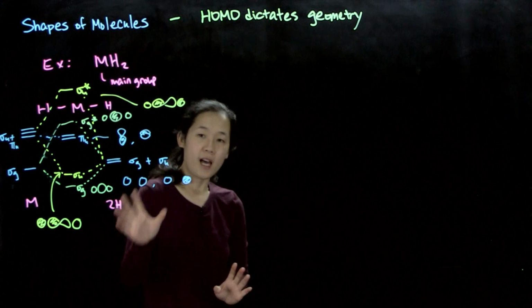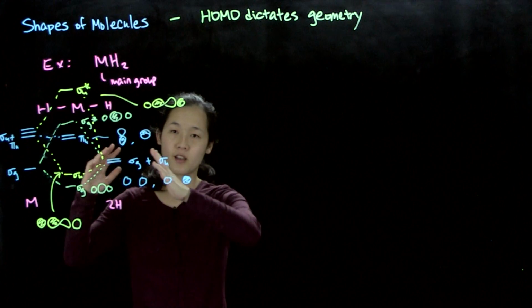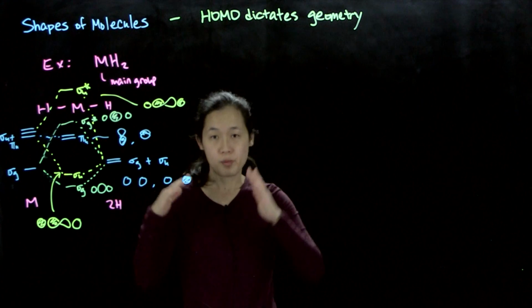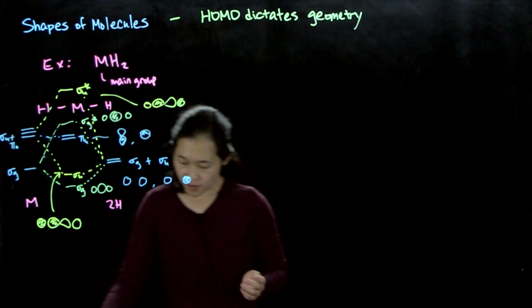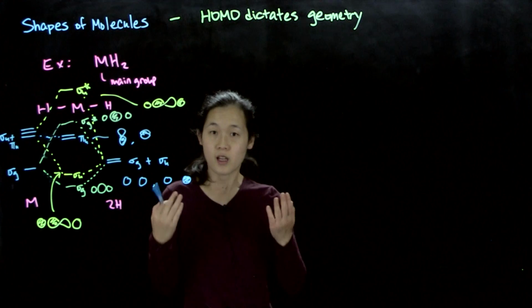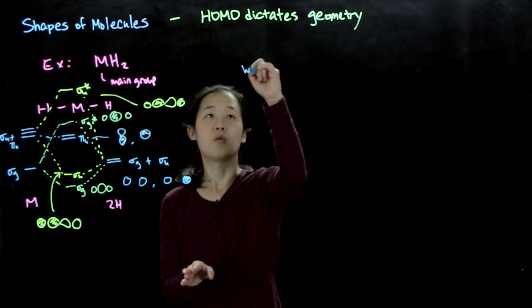So what happens if we then think about changing the geometry? We're going from this linear MO diagram to our bent MO diagram. So what we can think about is how each of these individual molecular orbitals should change in energy when we do this bending. So what happens when we bend?